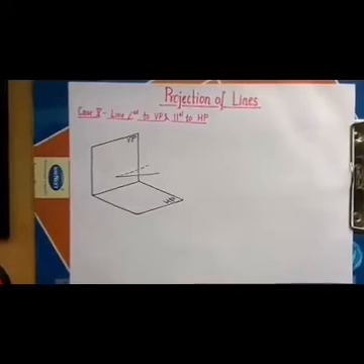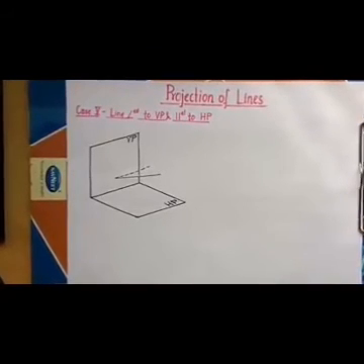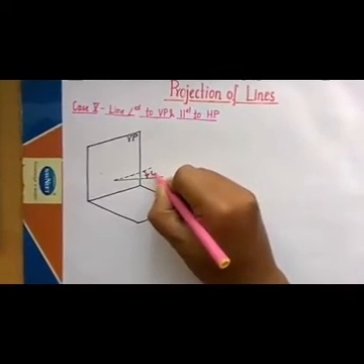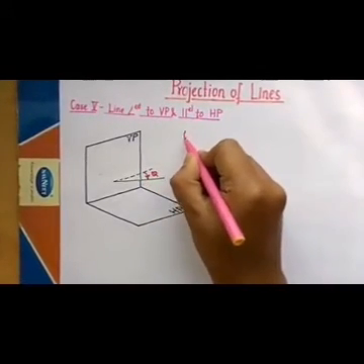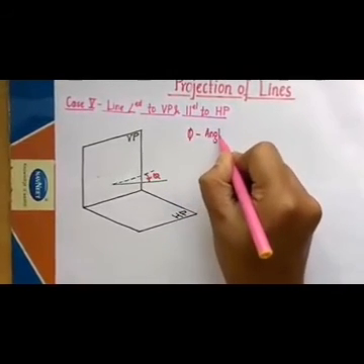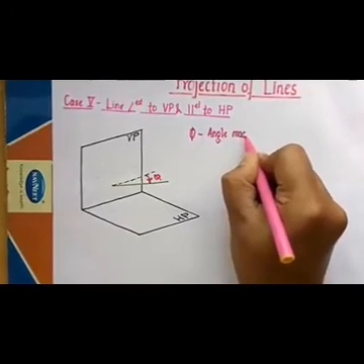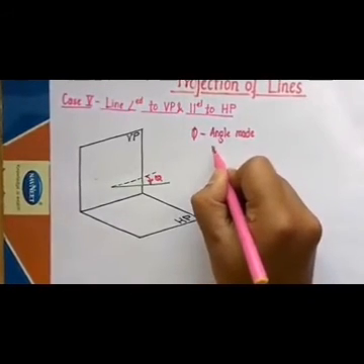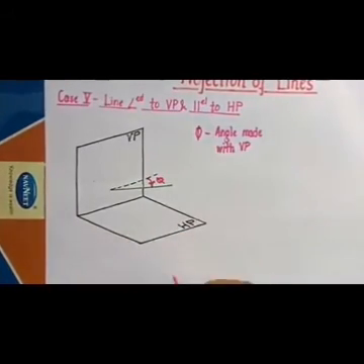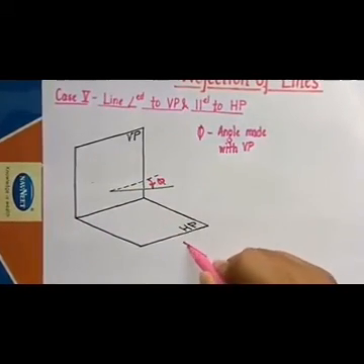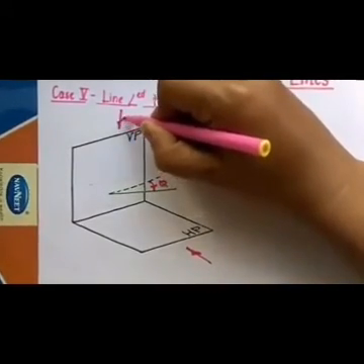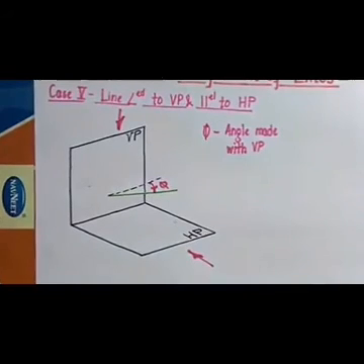So guys, this is going to be the final case, and you can clearly see that the line is making a certain angle with the vertical plane, and this is represented by the angle phi. Alright, so phi is what you call the angle made with the vertical plane. Now we are going to look at this line in two different ways. First, we look at this line right from the front for the front view, and then we look at it right from the top for the corresponding top view.